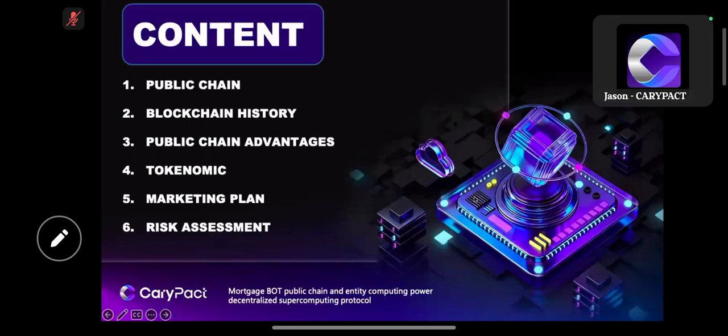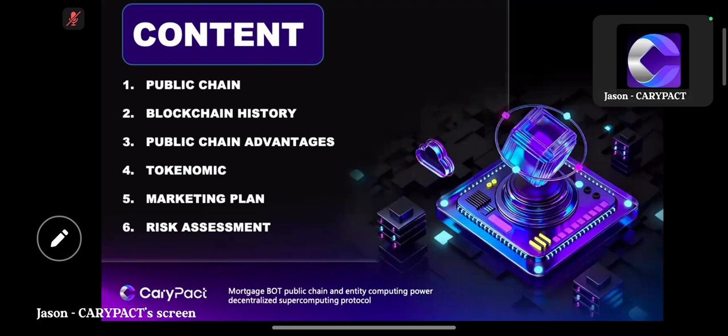Today's content, we are going to cover about 6 parts. First will be the public chain. We're going to talk a little bit about what this public chain is all about. Then we're going to go into the blockchain history. Then we're going to talk about the advantages of our own BOT chain, which was launched in our summit on the 29th of March in Hong Kong, attended by more than 4,000 members from more than 40 countries.